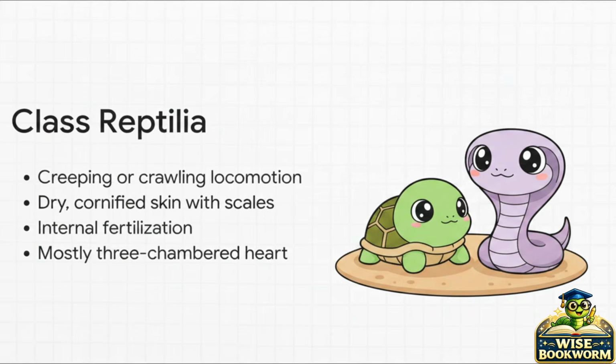Class Reptilia, however, completely shattered that watery tether. By developing dry, cornified skin with scales, they locked moisture inside their bodies. And even more revolutionary, they evolved internal fertilization. Because they no longer needed a pond to reproduce, this creeping, crawling class, from heavily armored turtles to highly venomous cobras, was finally able to conquer the deep interiors of dry land.